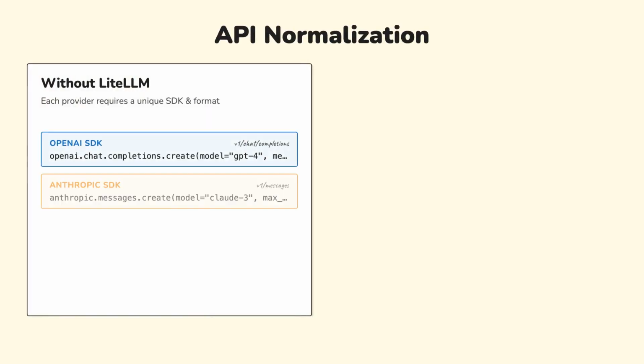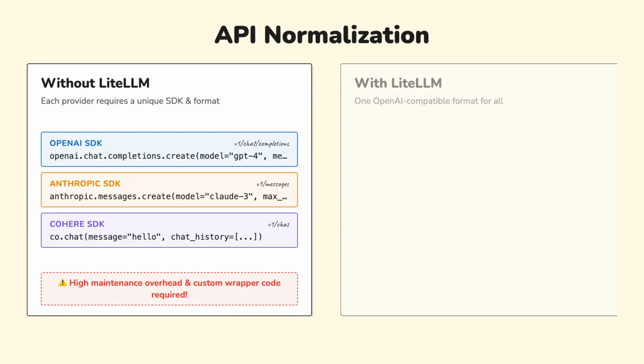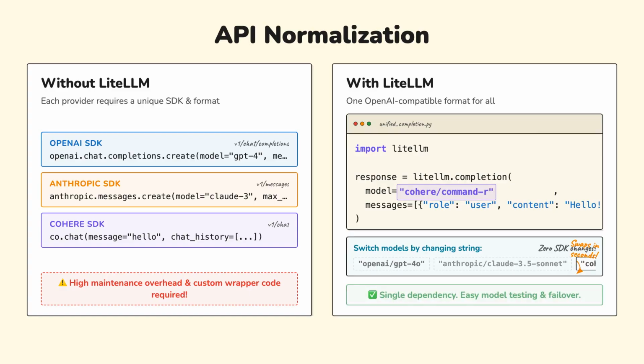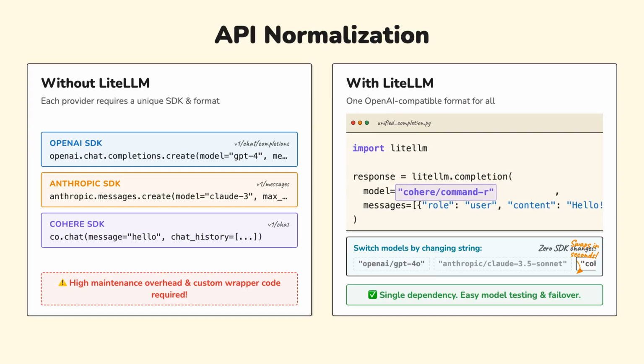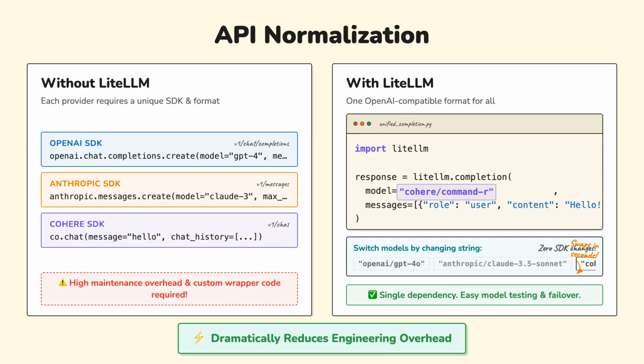One of LiteLLM's biggest advantages is normalization. It gives developers a mostly OpenAI-compatible interface across many different providers. That means developers can often switch models by changing just a few configuration values. Instead of maintaining separate SDK integrations for every AI vendor, teams can centralize everything behind LiteLLM. This dramatically reduces engineering overhead.